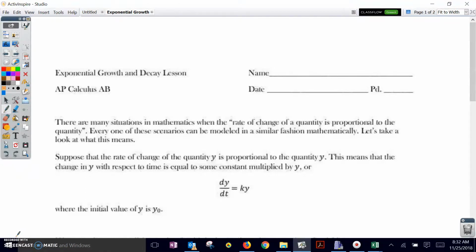And we lead off with saying, there are many situations where the rate of change of a quantity is proportional to that quantity. And in all of those quantities, we're basically looking at an equation of this form right here, dy/dt equals k times y. And what this is saying is the change in the variable y with respect to time is some constant times that variable y. And the initial value of y is y at time 0.